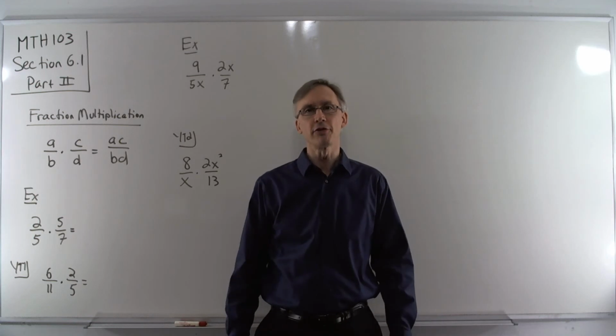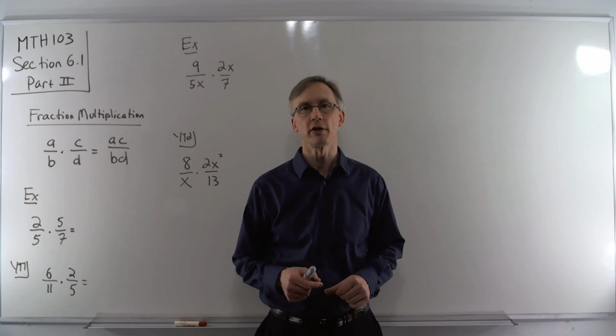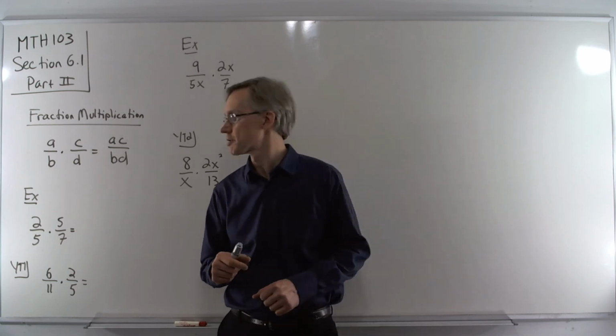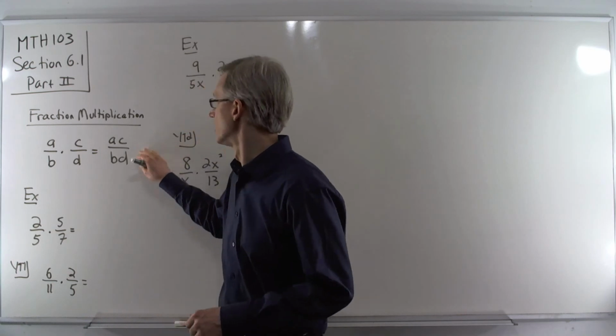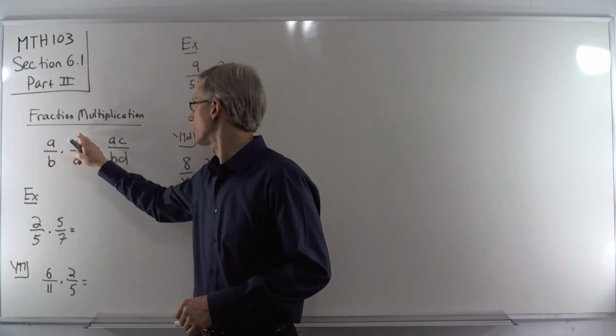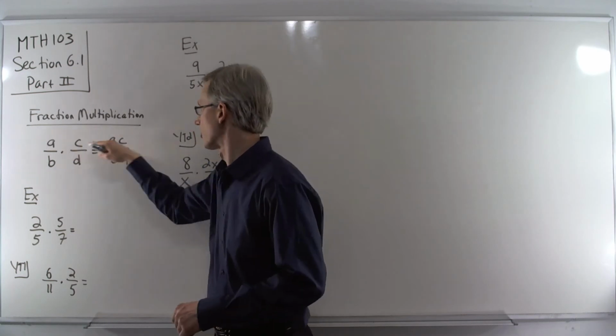Hey everyone, Math 103. We're continuing on today with section 6.1. We're going to be multiplying and dividing rational expressions. So a little review. When multiplying fractions, we're going to multiply numerator by numerator and denominator by denominator. So just multiply straight across.